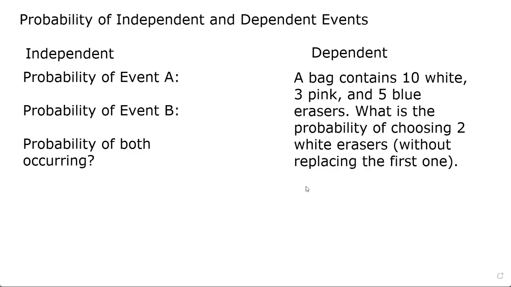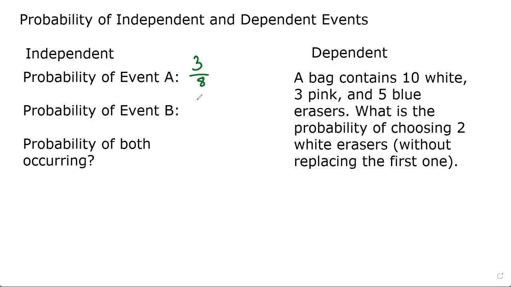All right, we're going to go into probability of independent and dependent events. So independent events are events that aren't affected by each other. For example, let's say the probability of a thunderstorm happening tonight is 3 out of 8 chance of happening.